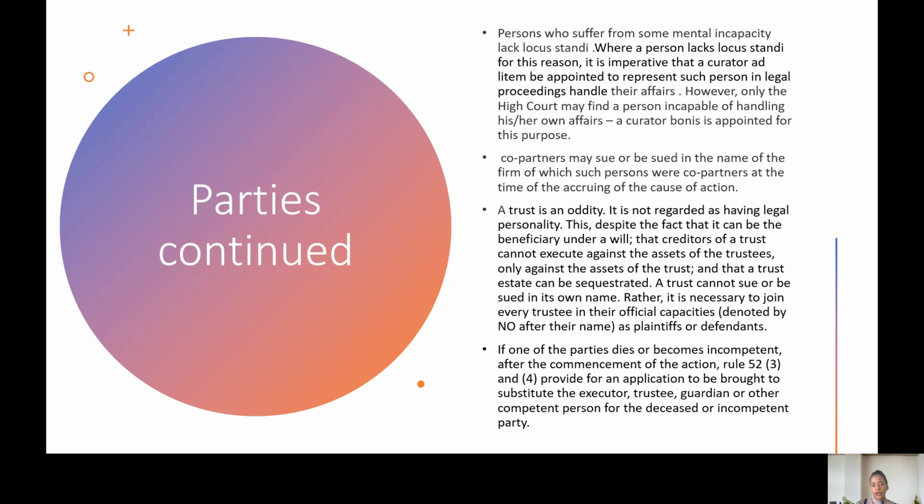Rather, it is necessary to join every trustee in their official capacity as plaintiffs or defendants. If one of the parties dies or becomes incompetent after the commencement of the action, Rule 52(3) and (4) provide for an application to be brought to substitute the executor, trustee, guardian, or any other competent person for the deceased or incompetent party.